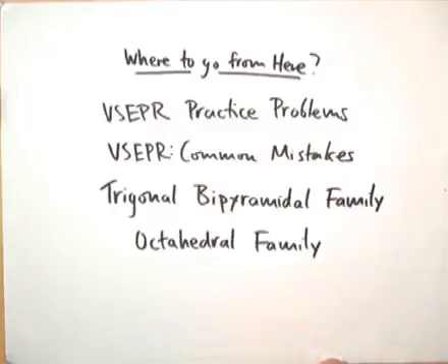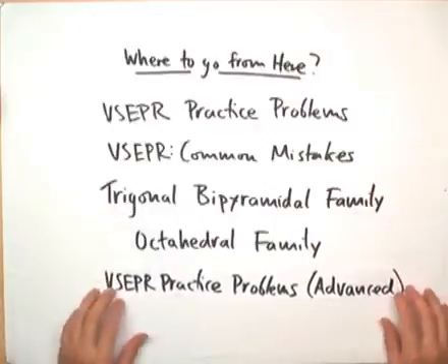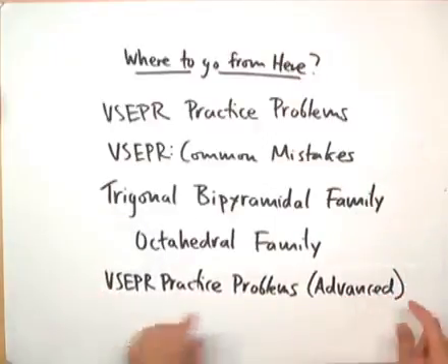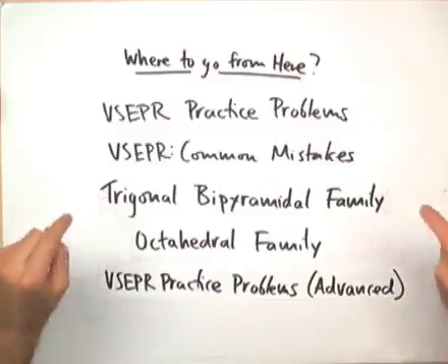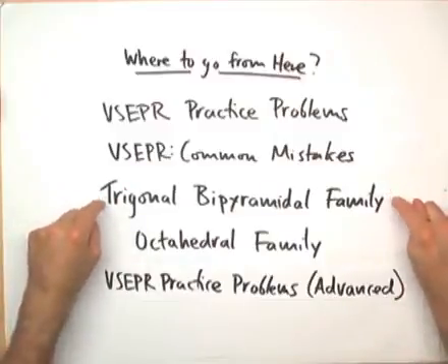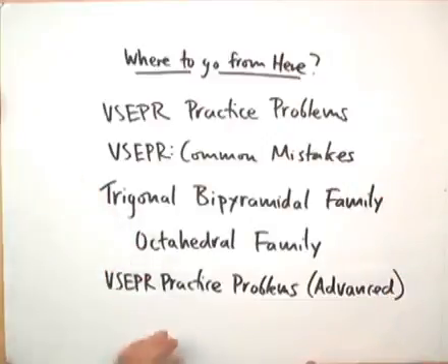And now finally, after you've watched the video on the trigonal bipyramidal and the octahedral, you can do the VSEPR practice problems for these advanced structures where you'll go over the molecule shapes that I talk about in this video. So this might look like a lot, but if you go through it, it should really give you a solid foundation with this 3-dimensional VSEPR stuff.